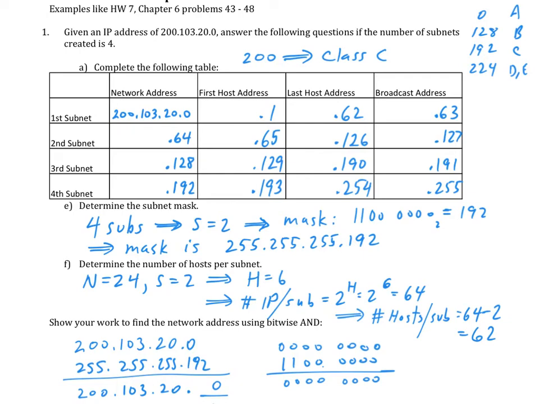Okay, in this video I'm going to show you an example of some IPv4 subnetting. It says, given the IP address of 200.103.20, answer the following questions if the number of subnets created is 4. Well, with a 200 in the first octet, we know that's a class C.